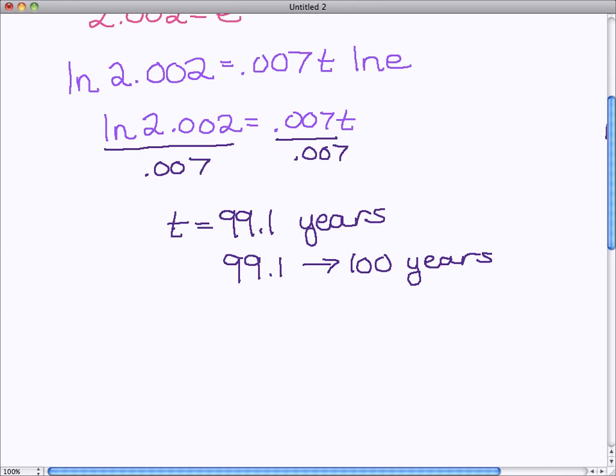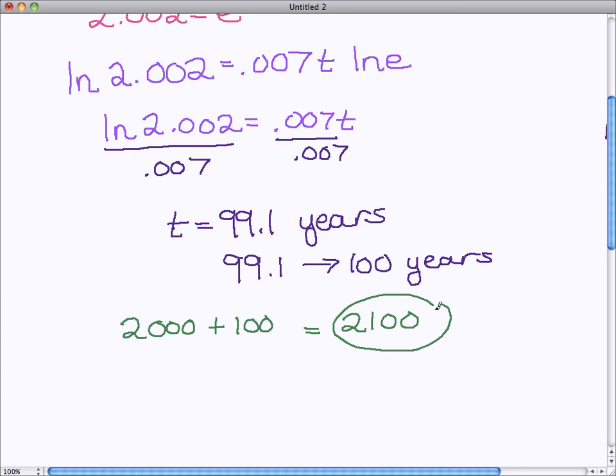Now remember, this is not in the year 100, this is the number of years after the year 2000, so the actual year in which this will occur is 2100, and that's going to be when our population has reached that goal. Now it will be fairly early in 2100 because it was 99.1 years, so it's just after 99 years it will have reached that goal.